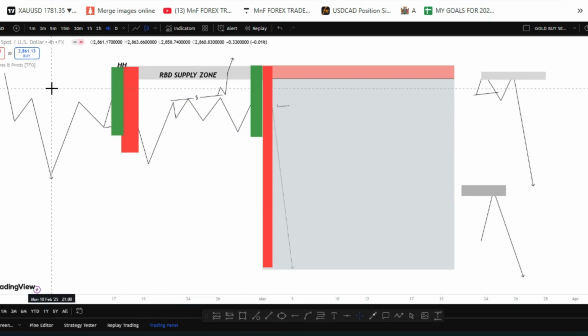Then also remember, go to the lower time frame and actually find the order block on the lower time frame. Remember, a bearish order block in this case is the last bullish candle before the bearish move. So find that order block, mark it, and then take it to the right side. Wait for the market to come to your area.